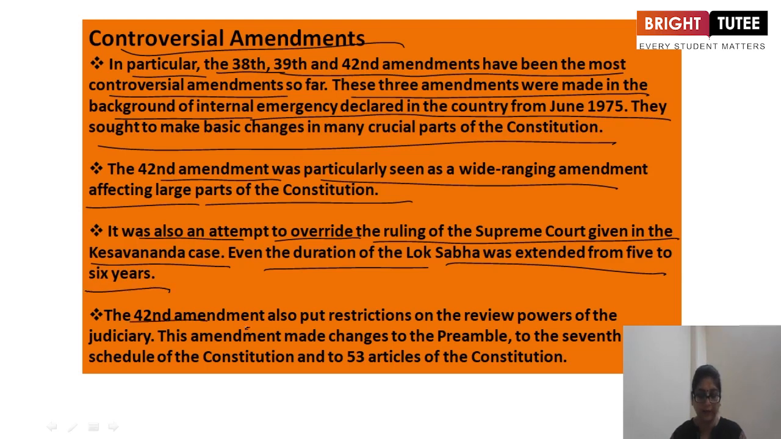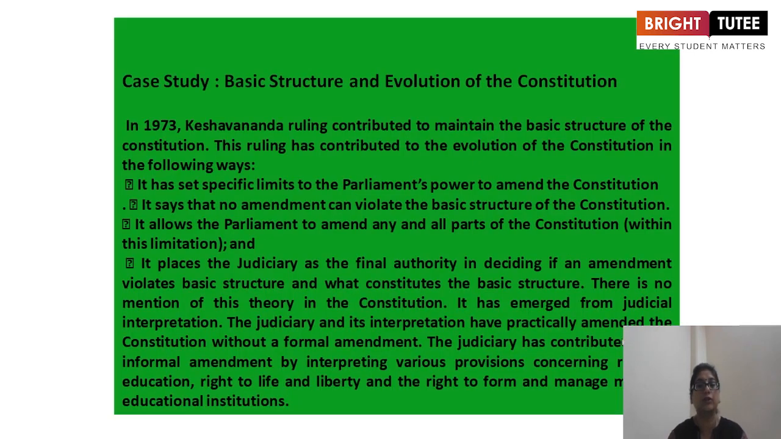The 42nd Amendment also put restrictions on the review powers of the judiciary, and this amendment made changes to the Preamble, to the 7th Schedule of the Constitution and to Article 53 of the Constitution.